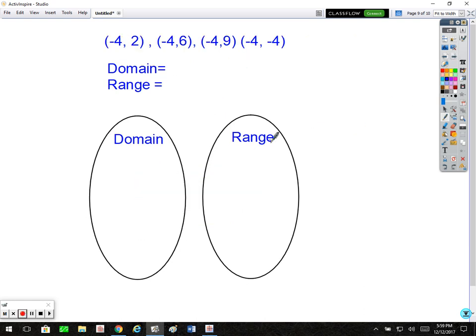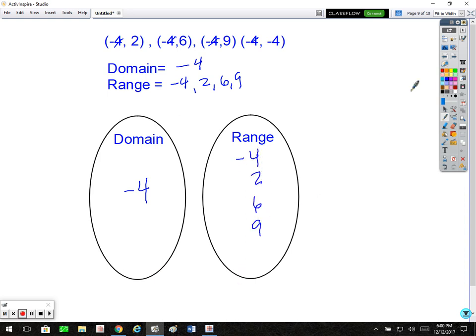Okay, let's try the next one. -4, -4. So here my domain is -4. I don't need to write it but one time, because once I write it, it takes care of all of them. My range has a -4 in it. Remember, these two are not the same. One is domain, one is range. So -4, 2, 6, and 9. If I write my domain, there's -4, and my range, -4, 2, 6, and 9.